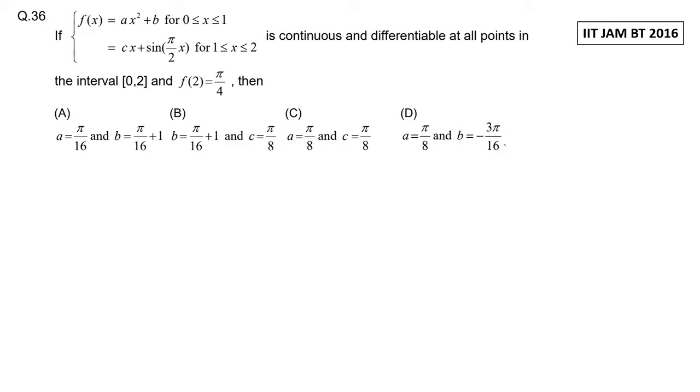Option B, b equals pi by 16 plus 1 and c equals pi by 8. Option C, a equals pi by 8 and c equals pi by 8. Option D, a equals pi by 8 and b equals minus 3 pi by 16.